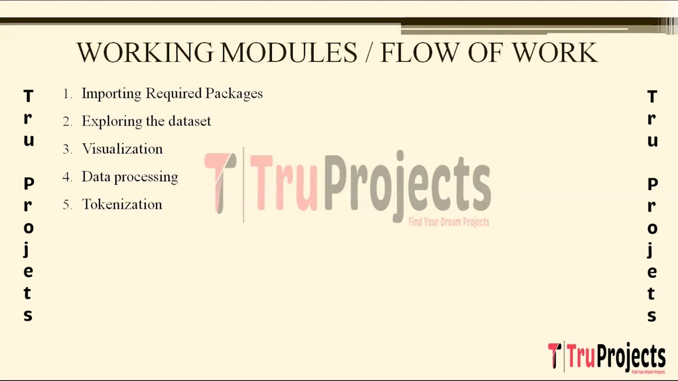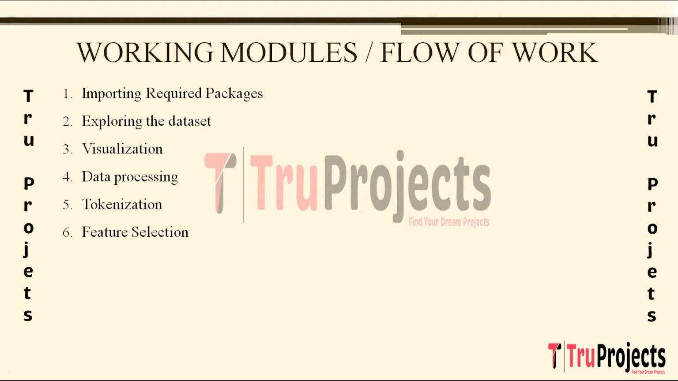The next step is tokenization. In this step, the text data is tokenized using different techniques such as count vectorizer, Keras tokenizer, and BERT tokenizer. Tokenization converts the text data into a format suitable for machine learning algorithms by breaking it down into smaller units such as words or subwords.